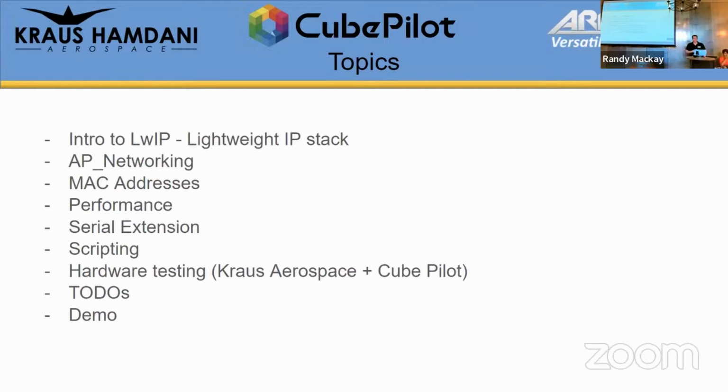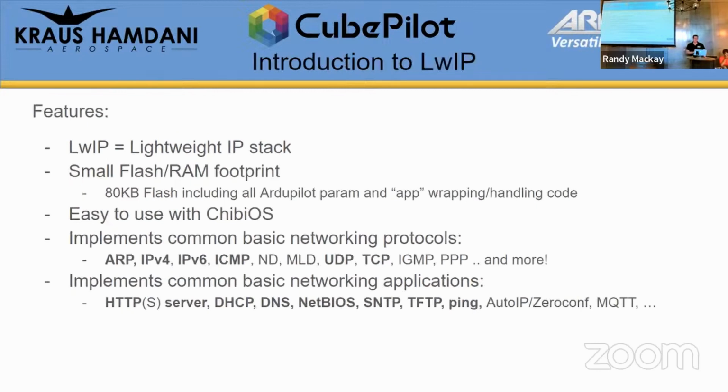So the features of LWIP by itself is it's just optimized for small flash and small RAM footprint, with everything included in ArcherPilot, with all the features that we're basically going to use and all the parameters and configuration and all that. It takes about 80K of flash. So not really that much considering it's a fairly significant feature. I mean, it's a very significant feature.